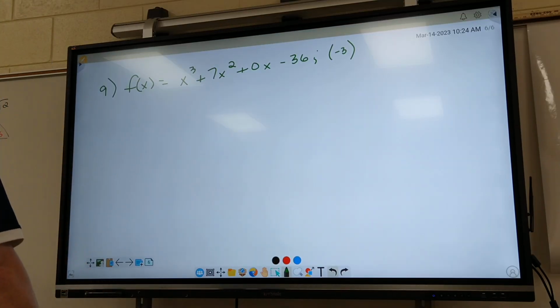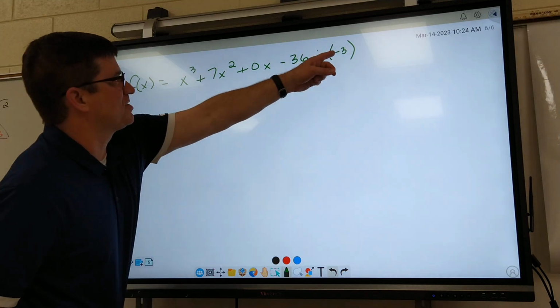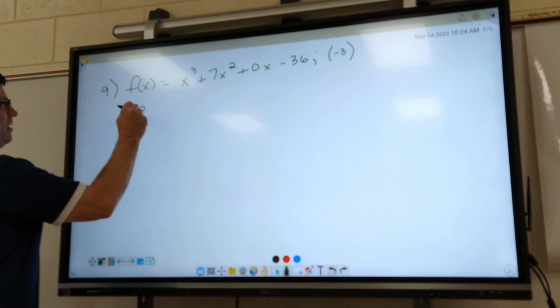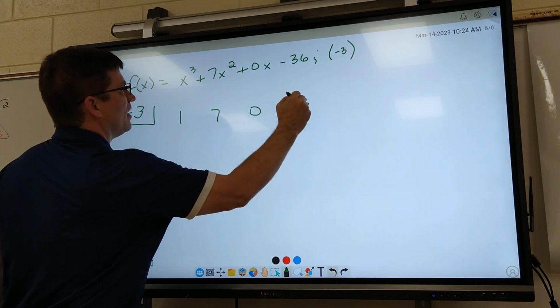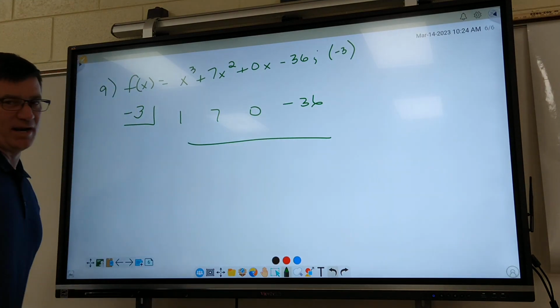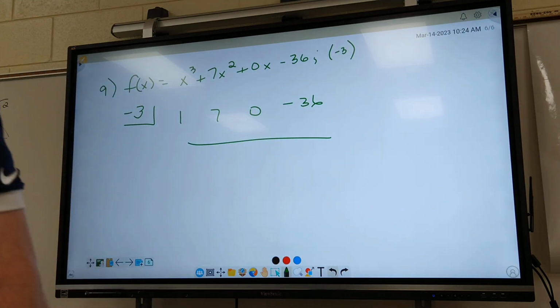All right, number 9. Matthew, how many answers does number 9 have? 3. So when they give you the first answer right here, you put it in the box, remember, and you bring down 1, 7, 0, and negative 36. Everybody likes doing these because they're easy. All right, so we're going to do synthetic division. Write it down. Now, if everything has an x in common, you can take out an x. But 36 doesn't have an x, so we have to do it this way.